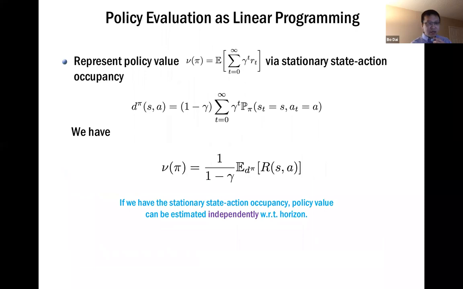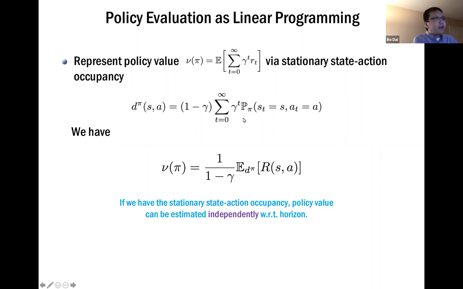Okay, the basic idea to avoid this curse of horizon is very straightforward. If we have a new formulation of the policy value, instead of this expectation of the weighted summation, it potentially gives us a way to eliminate the curse of horizon. So that's the basic idea. Based on that basic idea, we define this stationary state action occupancy. So here, can you see my mouse? Okay.